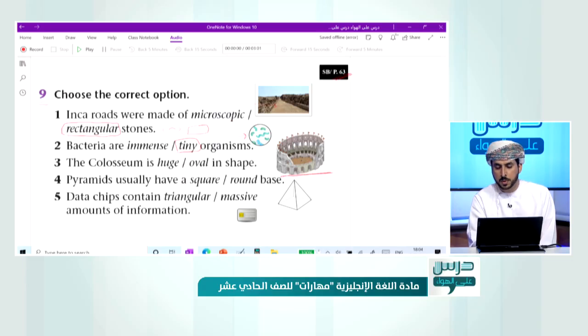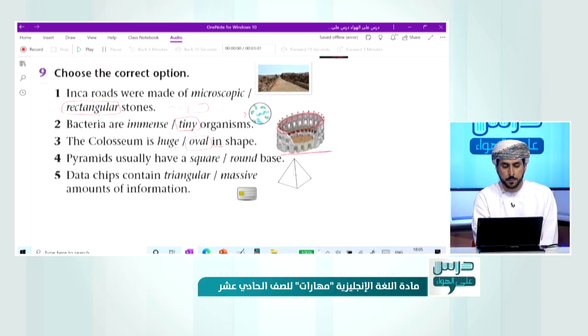Can we describe it? Because it is said in shape, not in size. If they said in size, we could use "huge" here as a correct answer. But since it asks us to describe it in shape, we can notice very clearly here that the shape is an oval shape. So the answer is oval.